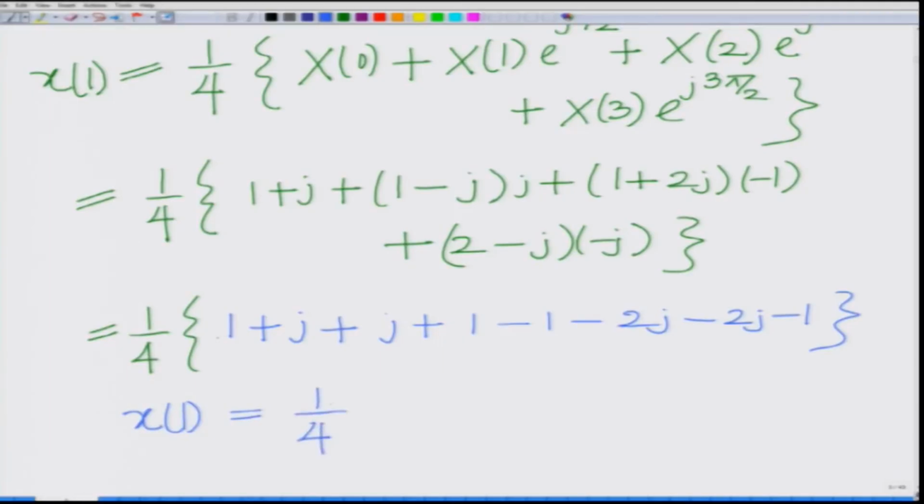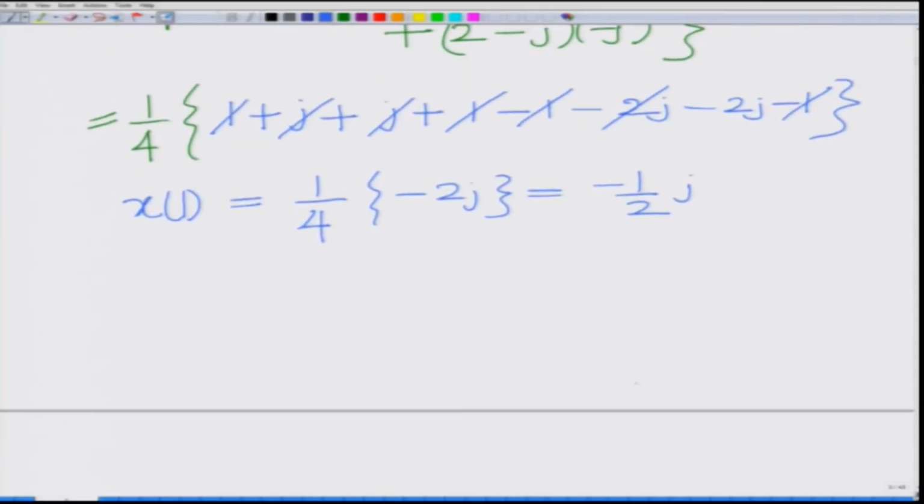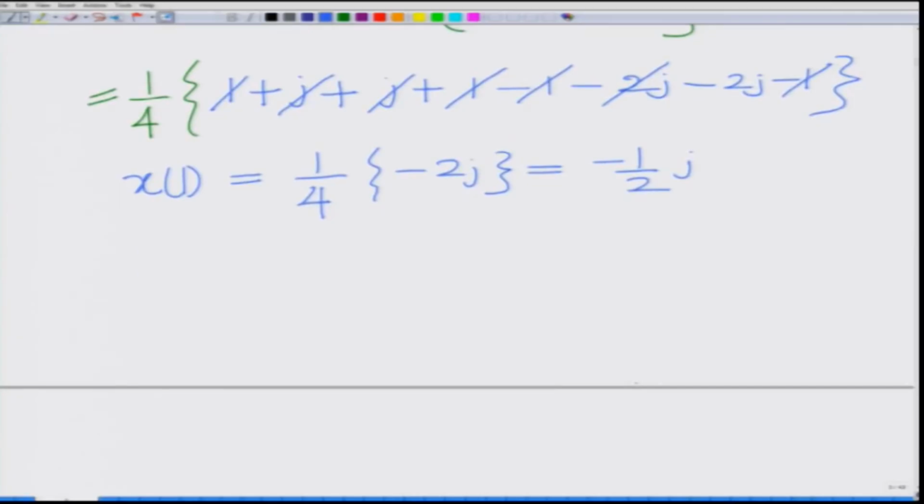You can see there is basically a 1 minus 1 which goes, and another 1 minus 1 which goes. So, all I am left with is j minus 2j, which is minus 2j divided by 4, equals minus half times j. Again, please do all these calculations yourself and try to check them. So, we have calculated the sample small x1, corresponding to k equal to 1, as minus half j.